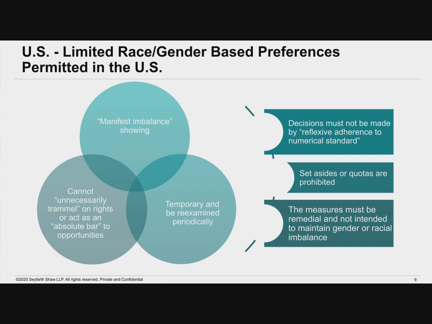The other side to that sort of synergy that's required is that the program is temporary and that you're looking at it and re-examining it periodically. It's not that you're looking to maintain diversity within the organization, but that you are looking at ensuring that you don't have this manifest imbalance overall. Under the laws, the programs must be narrowly tailored so that you're really trying to solve the problem that's in front of you. You've got an actual imbalance that's shown, and then your programs are specifically targeted to addressing that imbalance and then moving forward.